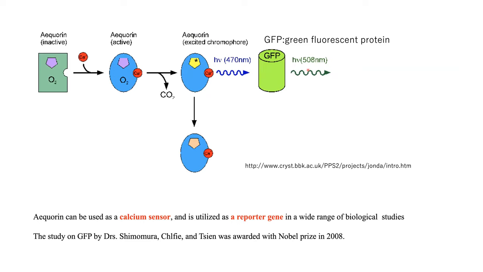So as I told you, the blue light emission of aequorin is regulated by the concentration of calcium ion. So aequorin can be used as a calcium sensor. And now aequorin and GFP are widely utilized as reporter genes in a wide range of biological studies. And the Nobel Prize was awarded for this study in 2008. Okay, let's see the video of the recording.